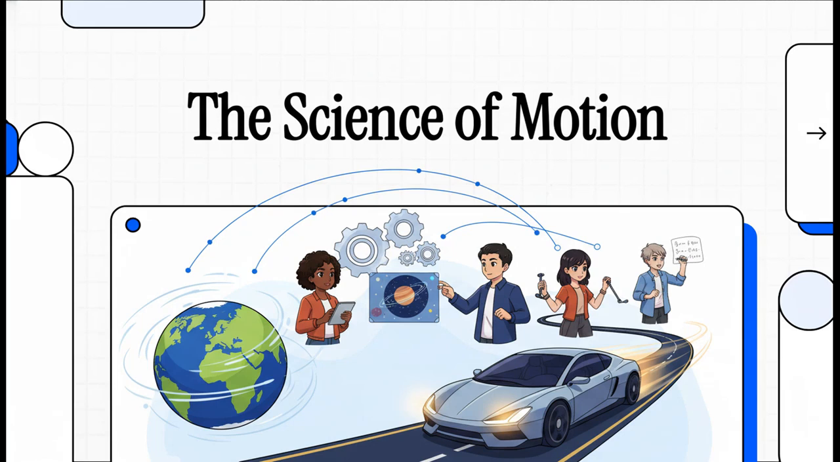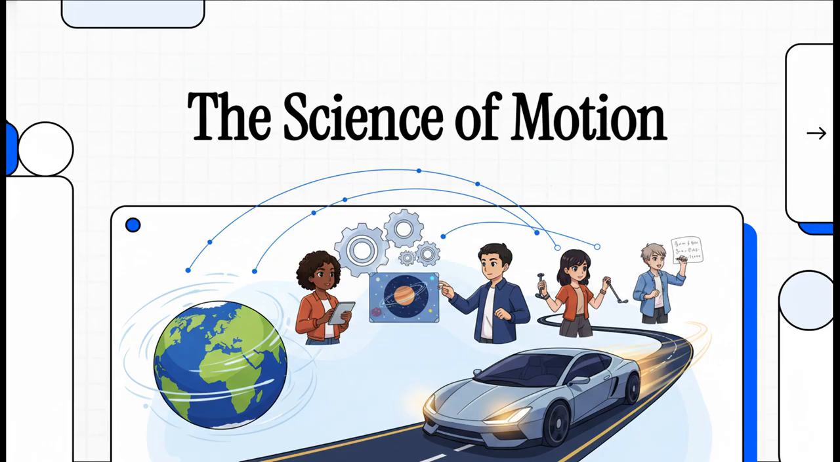Everything around us is moving, all the time. I mean, even if you're sitting perfectly still right now, you're actually on a planet that's spinning and flying through space. So how on earth do we make sense of all this movement? Well, in this explainer, we're going to figure that out together.